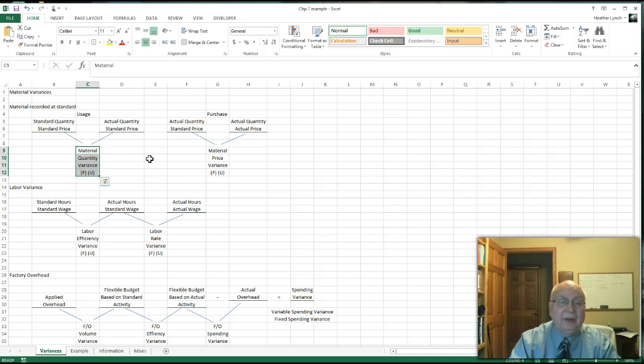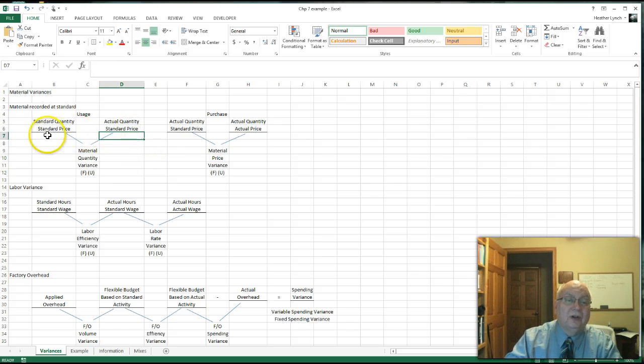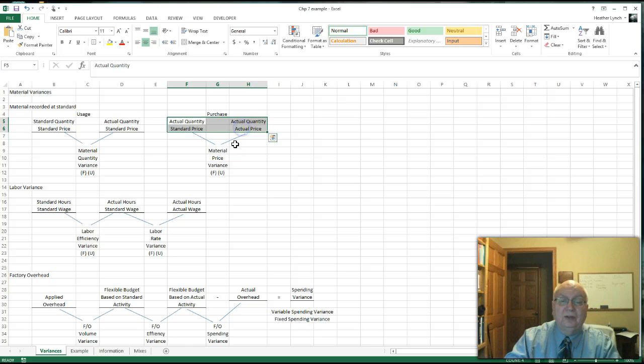Now the way I have this set up, when you subtract them going across, if it's negative, it's unfavorable. We don't show positive and negatives. It's just that if it does come up negative, it's unfavorable. So if this one's larger than the standard, it's unfavorable. This one is for the purchase of the material. So you take the actual quantity purchased times the standard price that you have set, and this is the actual quantity purchased times the actual price, and again the difference between those two is the material price variance, and it can be favorable or unfavorable.